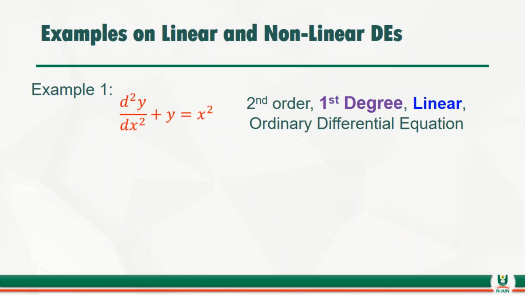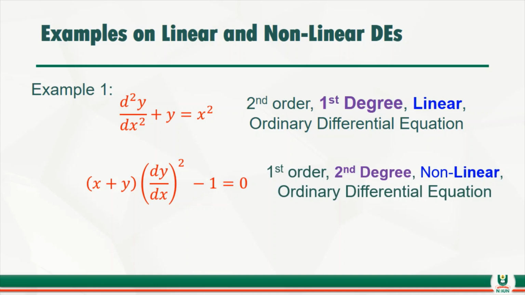Let's consider example 1. Example 1a, is it linear or non-linear? Before we answer that question, let's look for the dependent variable. In this case, the dependent variable is y. Is there anywhere we are seeing the dependent variable multiplying either itself or the derivative? No. So that means that we are talking about a second order, first degree, linear ordinary differential equation.